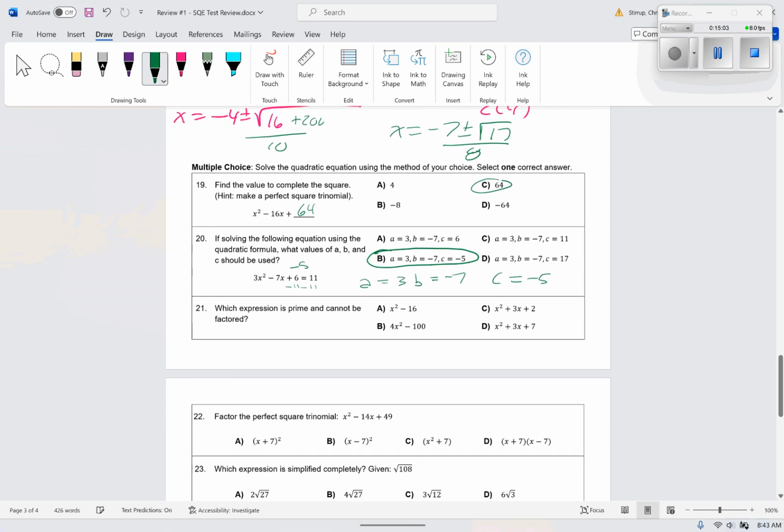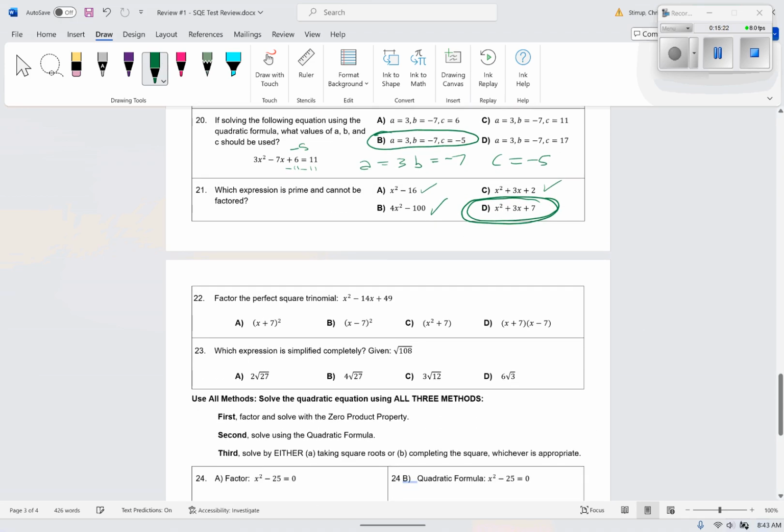Which expression can't be factored? Well, this can be factored to x plus 4, x minus 4. This can factor to 2x plus 10, 2x minus 10. This can factor to x plus 2 and x plus 1. And this one will not factor. Okay?